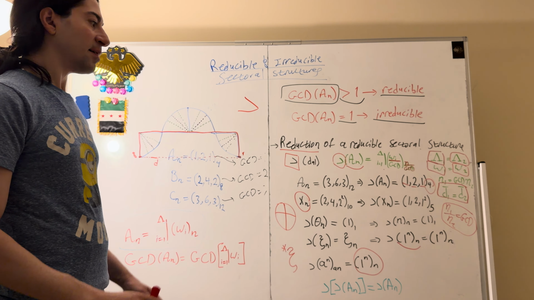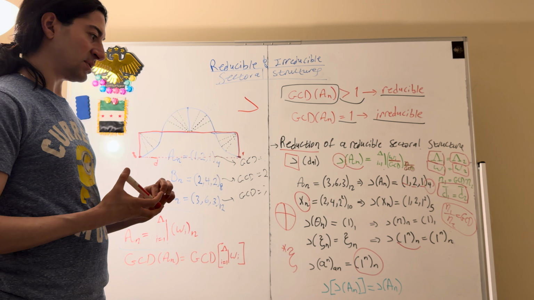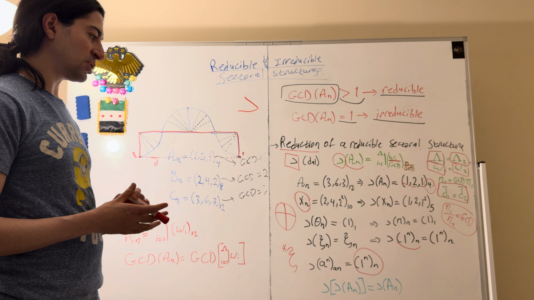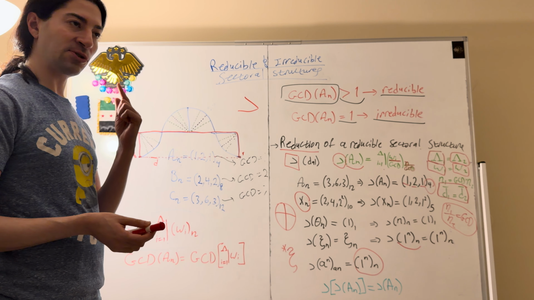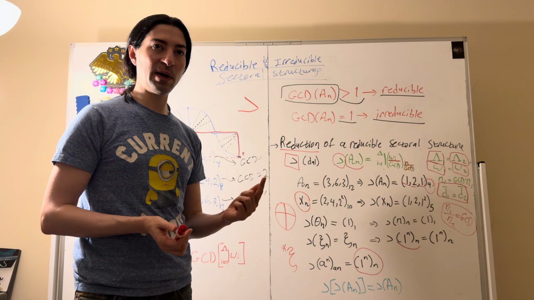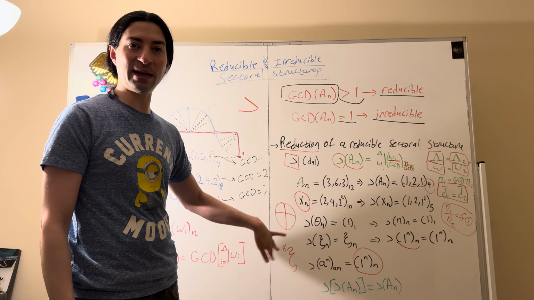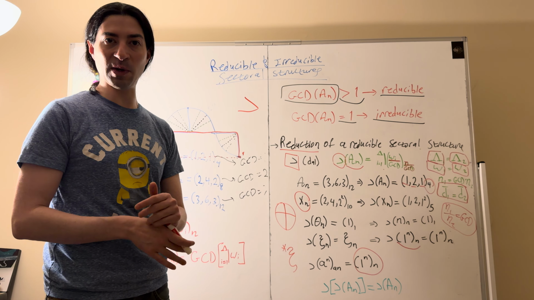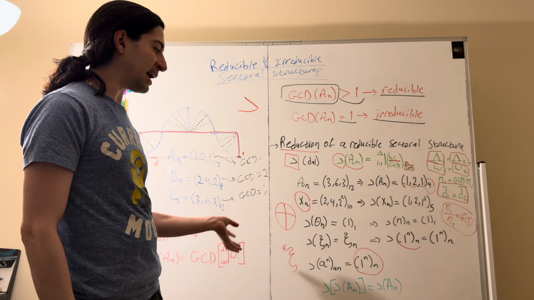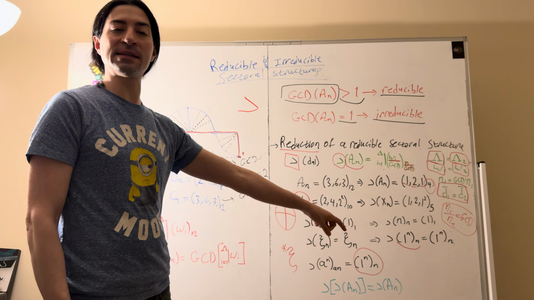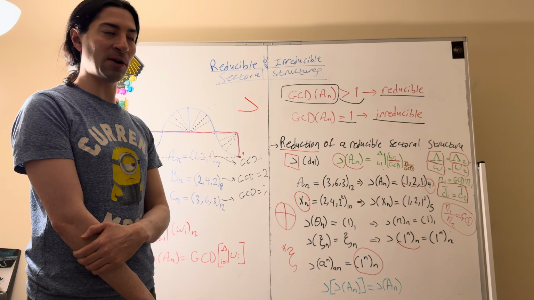Finally, an important property of the dal operation is that once you apply it one time, you've already reached the irreducible form. So if you keep repeating it, you're going to keep getting the same irreducible form. So dal of dal of an is the same as dal of an.